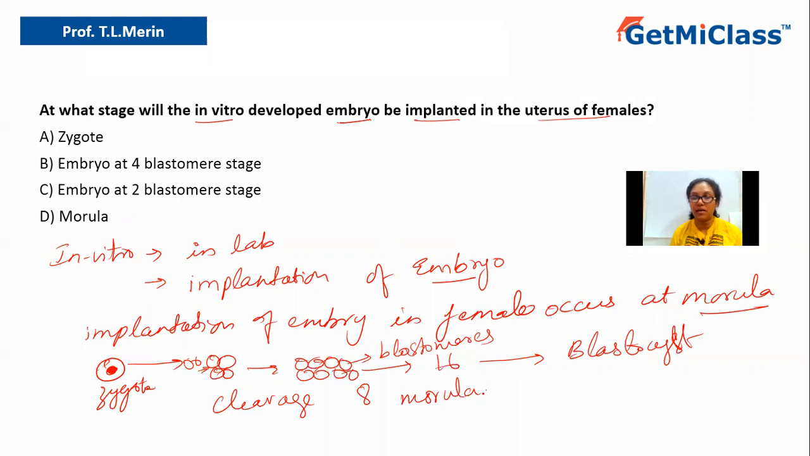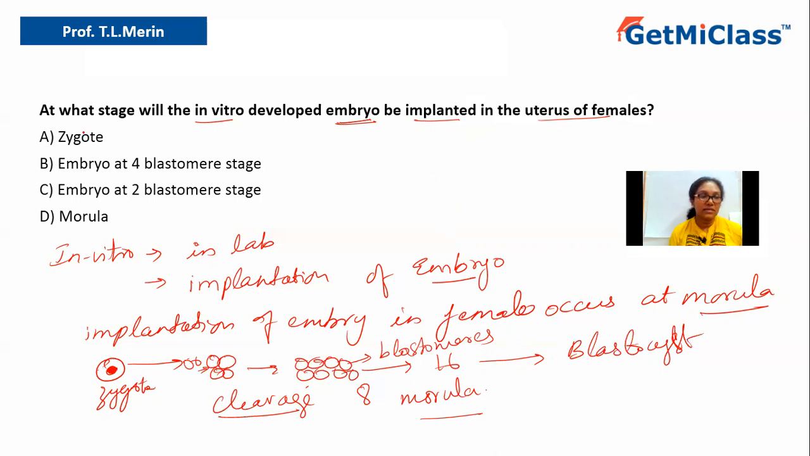Because we are talking about the implantation of embryo. We are not talking about the implantation of the zygote. When we say zygote, it can be implanted anytime up to the 8th stage, that is during the cleavage stage. But if you are considering it as an embryo, then it has to be morula stage, between 8 to 16.